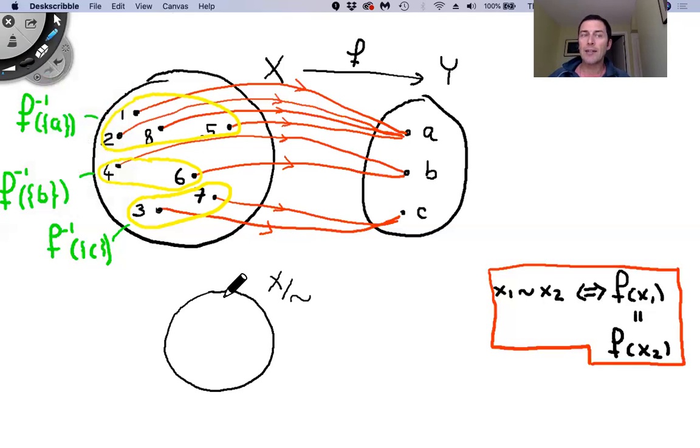So the quotient set has 3 elements. Right? These 3 elements have many different names. For example, this dot here, I can call it the equivalence class of 2 or the equivalence class of 1. I can also call it the equivalence class of 5 or 8, but these are all different names for the same element of the quotient set.